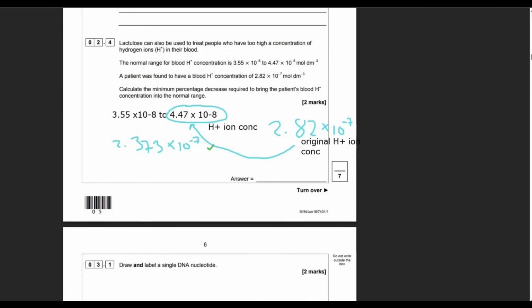And now what we're going to do, that's the difference between the patient's actual hydrogen ion concentration and the bit that's closest to them in the range that we can nip it into. So now we're going to divide this by the original, because when you're doing percentage decrease, you do the difference over the original. So the difference is 2.373 times 10 to the minus 7. We're doing it over the original, and then we're going to times 100 and find out exactly how much it had to change.